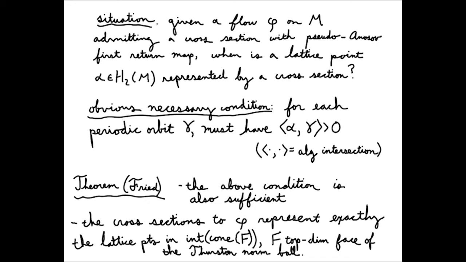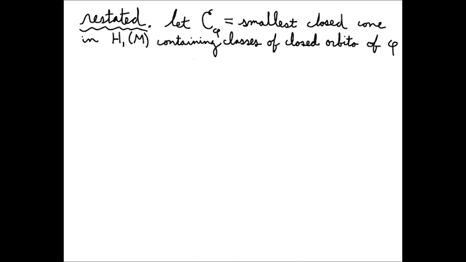And the second part of the theorem is that if you look at these cross-sections, they determine exactly the lattice points in the interior of the cone over a top-dimensional face of the Thurston norm-ball. So this is saying something about the second question I asked. The face of the Thurston norm-ball, this face F, is sort of capturing the information of this flow on the 3-manifold. So let's unpack that a little bit.